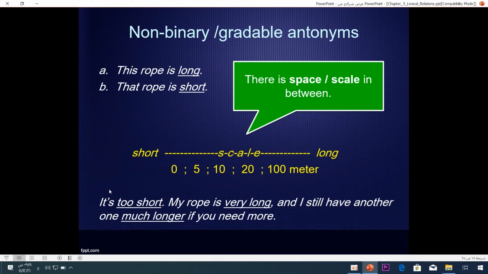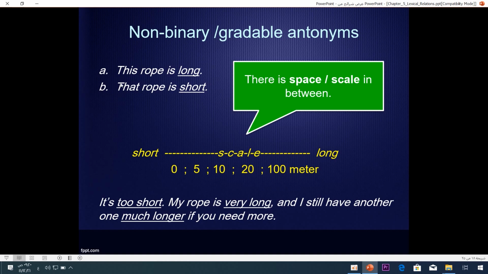Okay, this row, now we have non-binary gradable antonyms. Why do we say non-binary or gradable antonyms? Because we have other possibilities, other levels coming between them. If you say Jack is not tall, it doesn't mean that he's short. Jack is quite tall, but to the eyes of somebody else, he is not short. He is quite short. So here we have different perspectives concerning the height of a person.